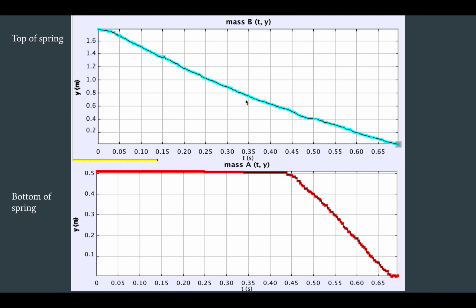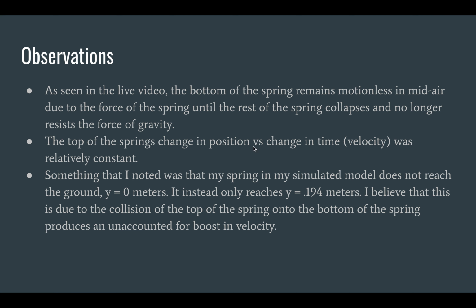Here are my graphs from Tracker. So this is the top of the spring, seeing a pretty much constant velocity as it falls, and also similar motion as we saw in the graph above from the GlowScript, looking at the bottom of the spring. Okay, so as seen in the live video, the bottom of the spring remains motionless in midair due to the force of the spring until the rest of the spring collapses and no longer resists the force of gravity.